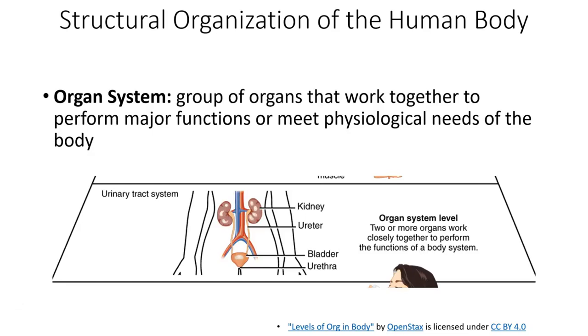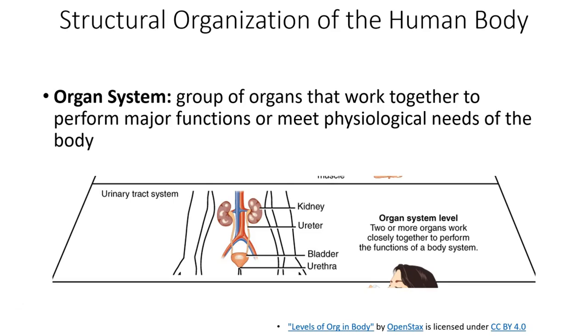Then we have organ systems. These are groups of different organs that work together to perform bigger functions or meet certain needs of the body. So for example, here we have the urinary tract system, or just urinary system, and this is made up of the kidneys, ureters, bladder, and urethra. So those are all different organs that all work together to help us eliminate waste from our body, as well as helping to keep water in our body and retain that water as needed so that we're not getting dehydrated.